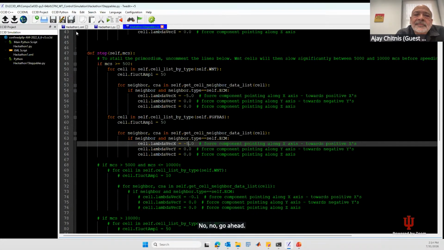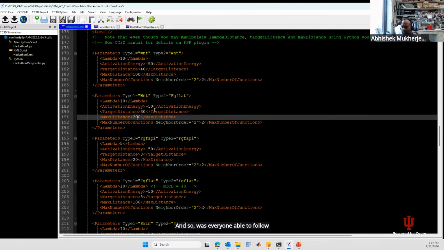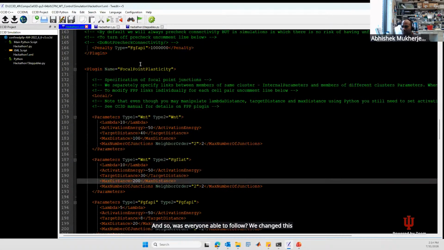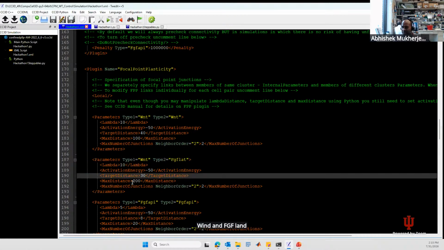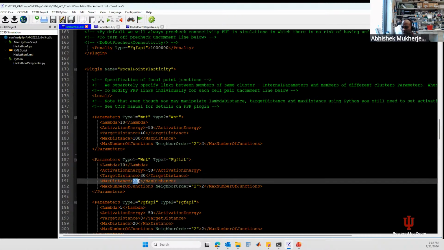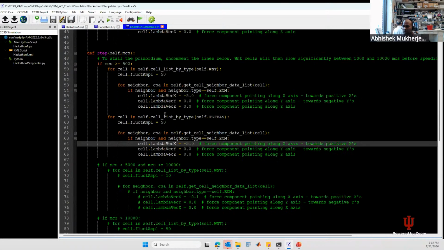And so was everyone able to follow? We changed the focal point plasticity plugin parameters, Wnt and FGF lat. I'm just changing the maximum distance parameter from 40 to 200, so that the links have a longer range and they don't break up, hopefully.